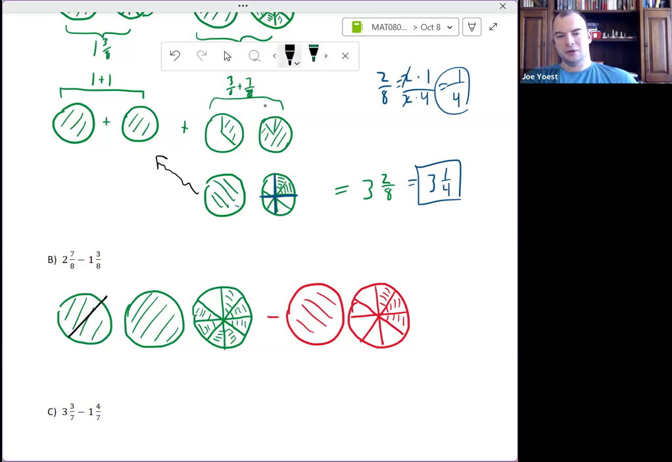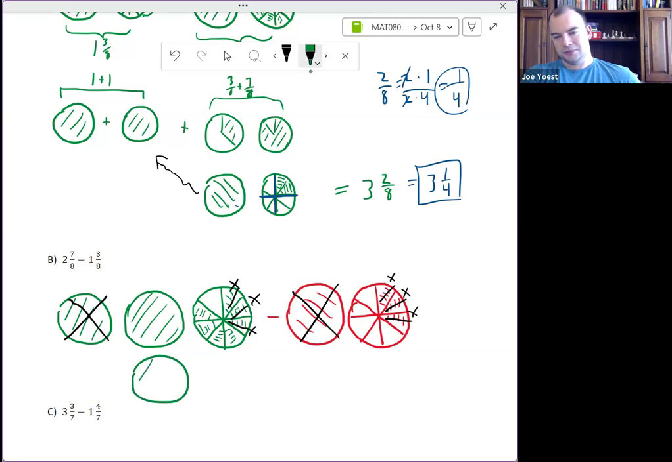So what does this mean? This whole green, one of these cancels with that whole red. And 1, 2, 3 green slices cancel with 3 red slices because they're the same size pieces. They both are in increments of 1/8 of a pizza. So I've got rid of these 3 slices, which is what those 3 slices there told me to do. And I got rid of my 1 whole pizza. What am I left over with? I'm left over with 1 whole.